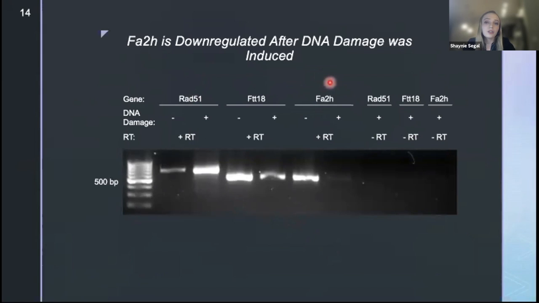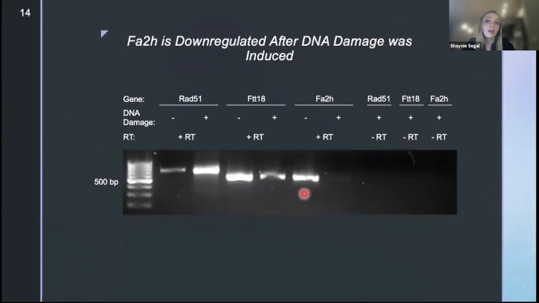And so the purpose of using reverse transcribed cDNA was to examine expression, since not all DNA is expressed at any given time. And this would indicate that if I see a band, then Fa2H was actually expressed in the cell and was not the result of the gene simply being included in the genome.